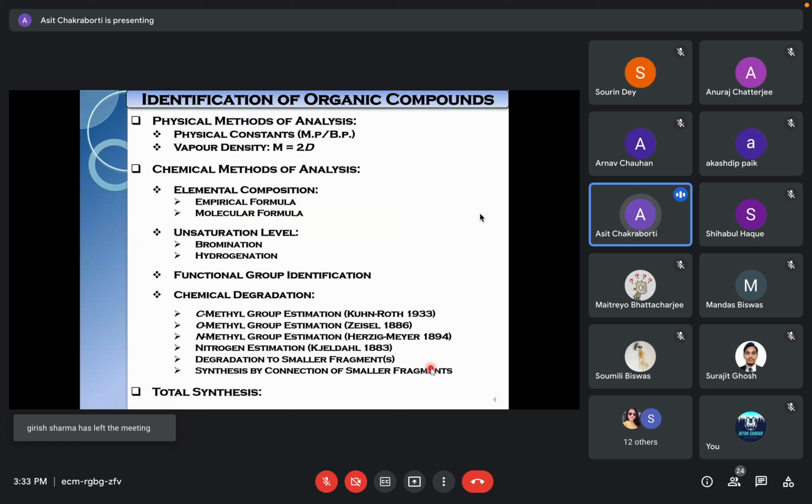Finally, with this thing, you will get an idea. This is going to be the structure of the compound. And finally, you have to prove all those things by a total synthesis. So you do the total synthesis, and that is the reason why in the early stage it was very, very difficult to make a complex synthesis.